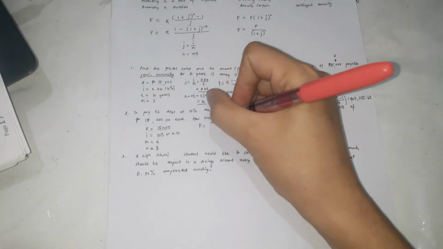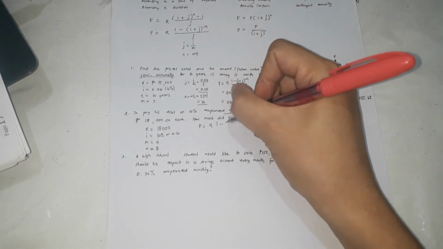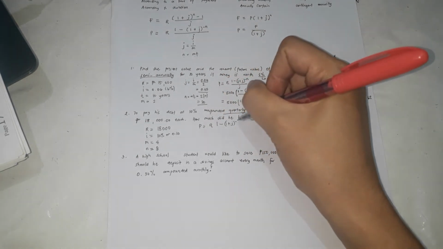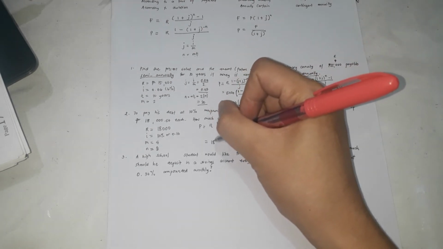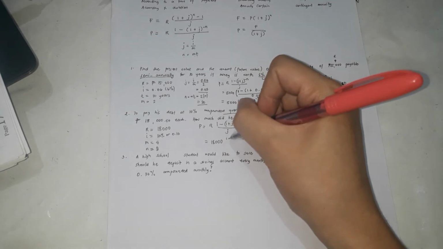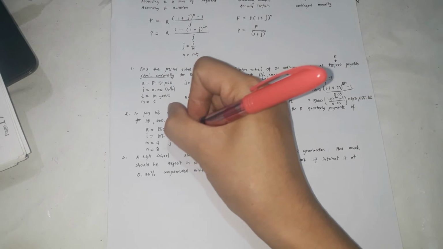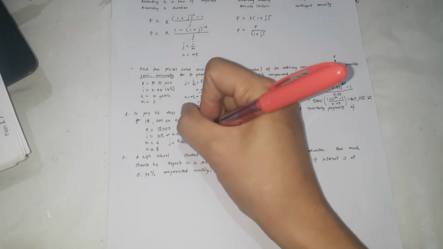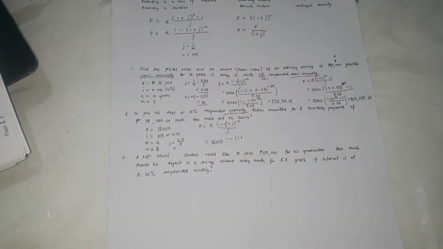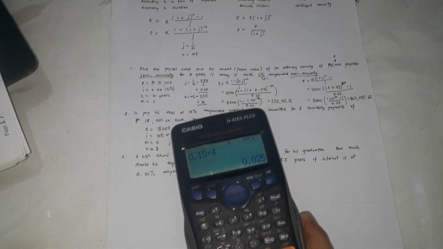P is equal to R times 1 minus (1 plus J) to the power of negative N, over J, which is equal to, R is 18,000, 1 minus 1 plus J. So to solve for J, I over M, 0.10 divided by 4. So 0.10 divided by 4 is equal to 1 over 40 or 0.025.